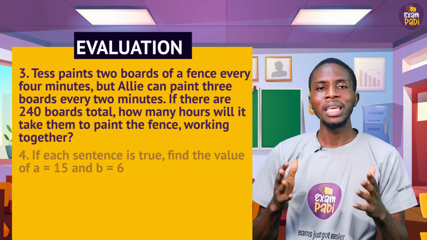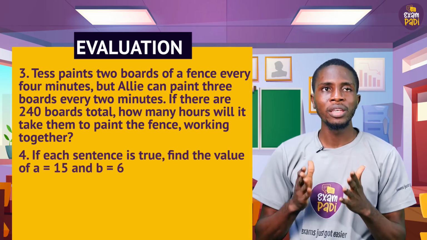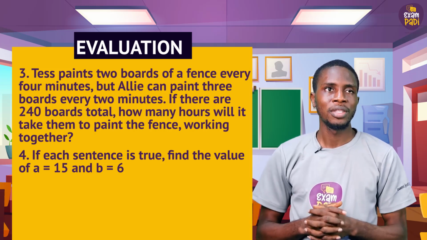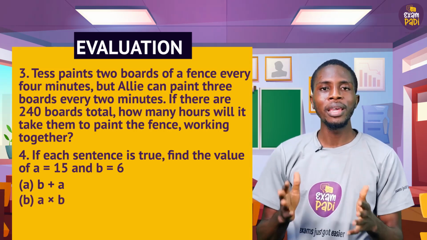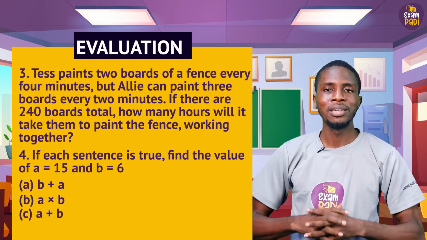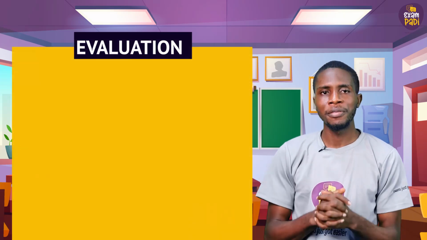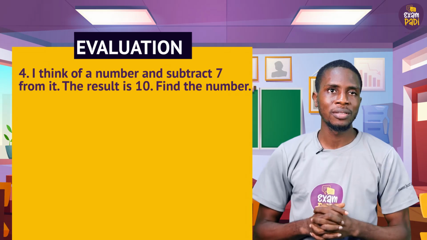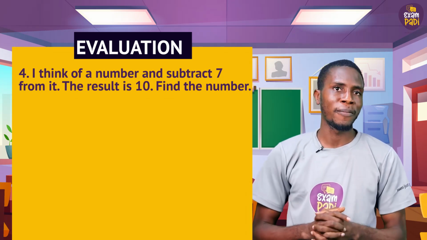4. If each sentence is true, find the value of A equals 15 and B equals 6. A, B plus A. B, A times B. C, A plus B. D, A minus 3 times B. 5. I think of a number and subtract 7 from it. The result is 10. Find the number.